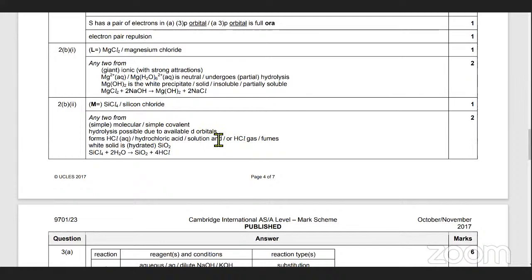खैर ये d orbitals वाला तो part आप छोड़ दो क्योंकि ये तो A2 का है, so that doesn't really apply to you. Somebody who's done A2 and doing a composite might have knowledge of this, not you guys. अच्छा, forms HCl, तो वो fumes of HCl, white solid तो उसने कैसे O2 है, ठीक है, so you wrote down the equation as well. So any 2 from that.